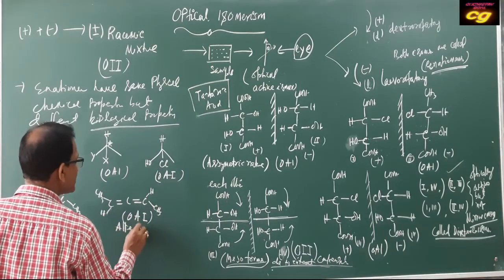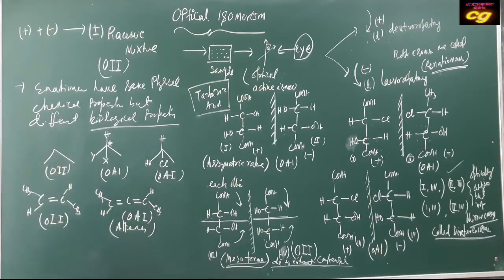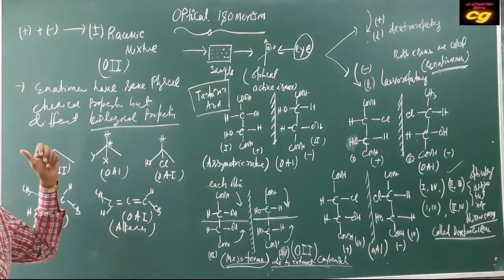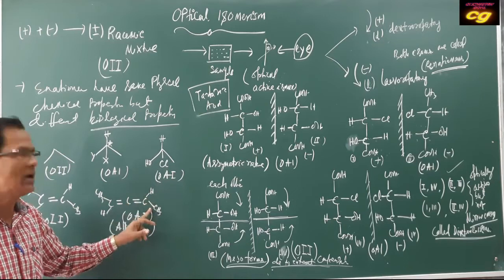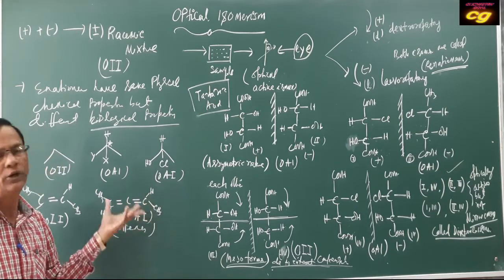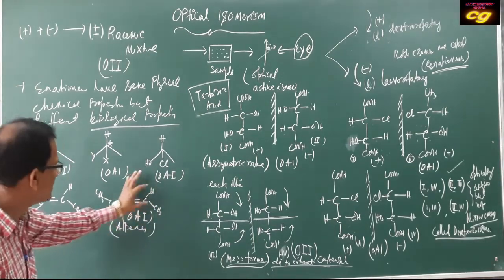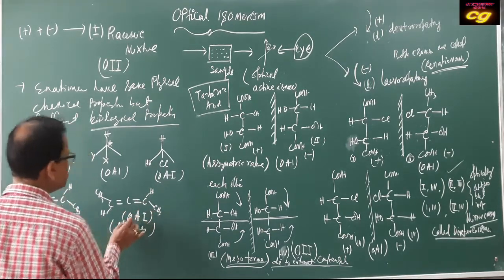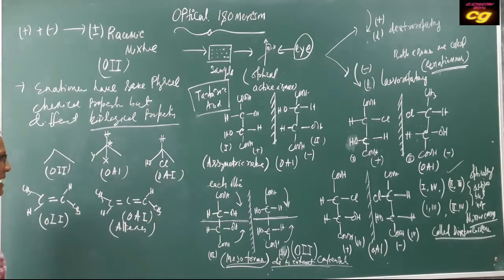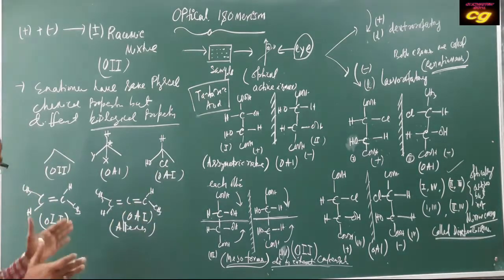Examples are allenes. Allene groups are optically inactive, but different groups will be attached. If both will be HH, it will be optically active. If it is HH, it will not be optically active. So having different groups attached and two adjacent double bonds, it will be optically active.